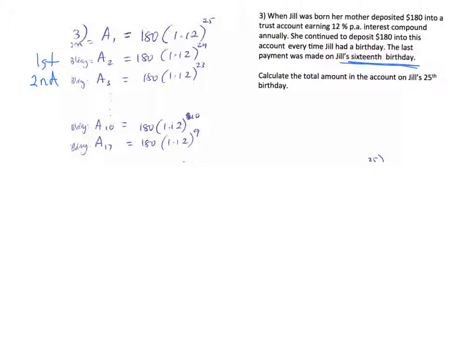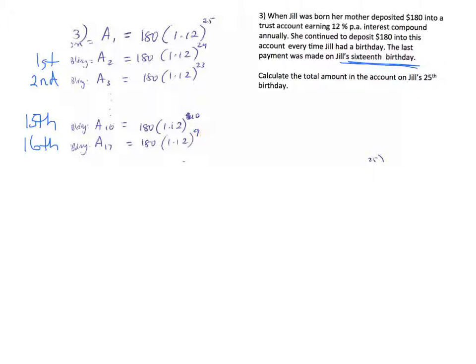remember, I've just copied a smaller example of the question over onto the right-hand side here. So last payment's on the 16th birthday. So that's what this last one is. And then this second last one will be her 15th birthday. So on her 16th birthday, you've got the 17th deposit of $180, and that is going to be earning compound interest for 9 years. So that's from her 16th birthday up to her 25th birthday.